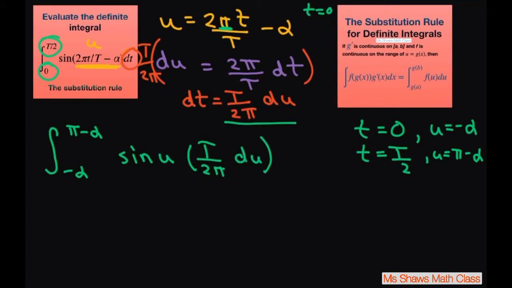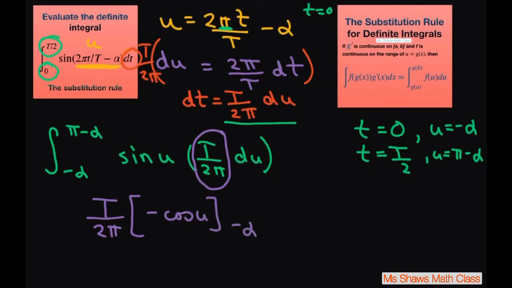Now let's evaluate this. This is a constant, so I'm going to pull it out: T divided by 2 pi. The antiderivative of sine of u is negative cosine of u, and we're going from negative alpha to pi minus alpha.